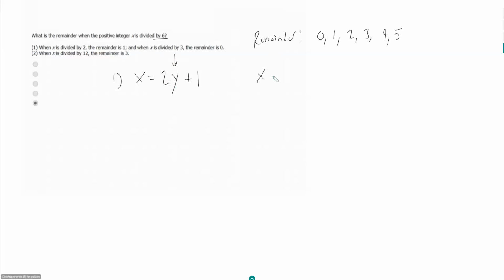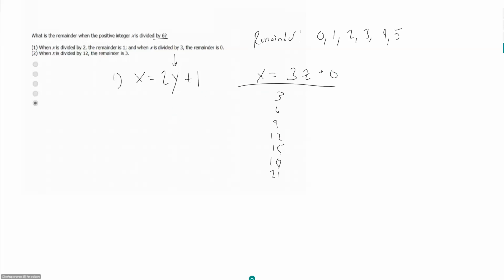And then this one, when x is divided by 3, the remainder is 0. That's telling me x is equal to 3 times z. In this case, z is the same kind of thing as y. It's just an integer multiplier, but it's not necessarily equal to y, so I don't want to use the same variable. So I'll call this z, plus 0. What is this telling me? This is telling me x is a multiple of 3: 3, 6, 9, 12, 15, 18, 21, etc.